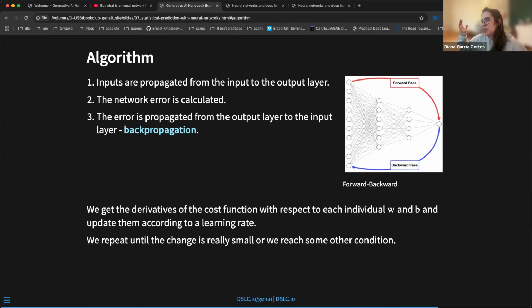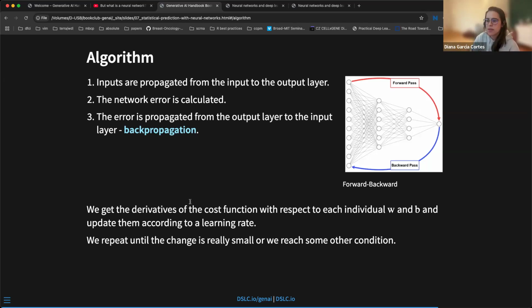Yeah, we're just finding the minimum. And the training algorithm will go like this. We will plug in the inputs, and first we're going to do a forward pass. So we plug in the inputs and we get what our network will output. Then we calculate the error, and then that error is propagated backwards, and that's the backpropagation algorithm.